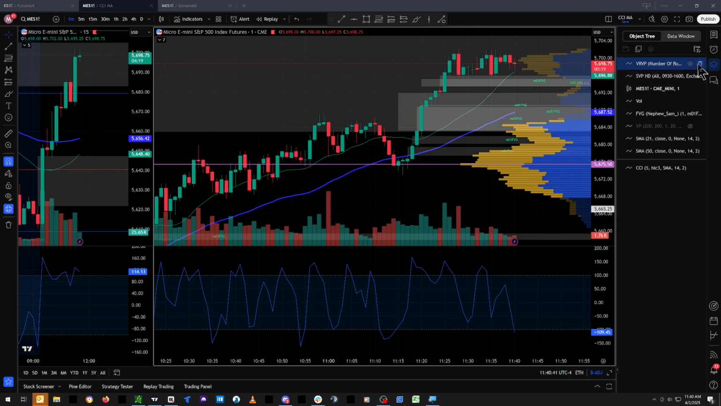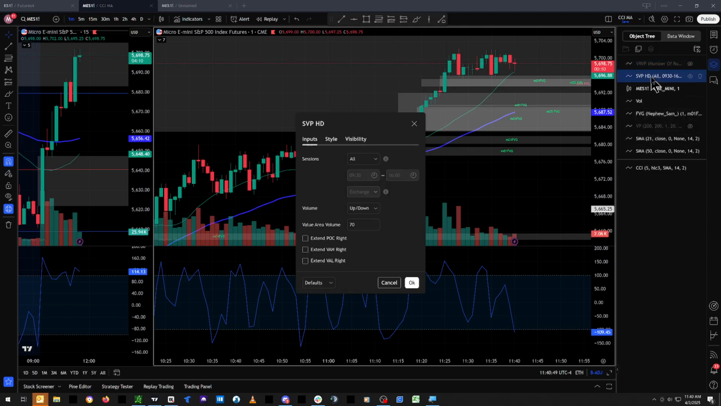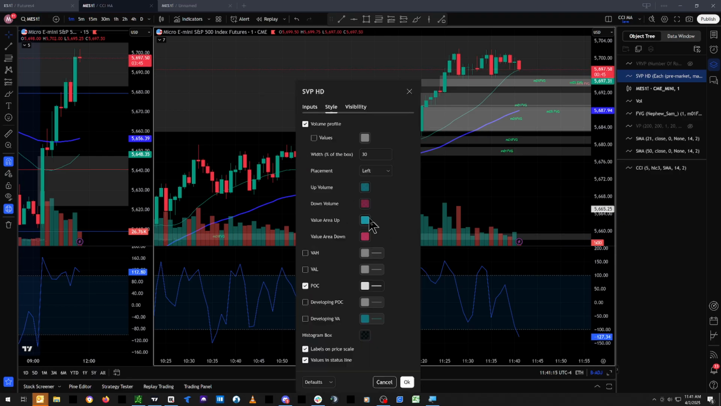So let's turn this one off. And then go look at the settings. And I turn that one off here. Extend point of contact, POC, to the right. Sessions. So what you can do is you can load this multiple times. Set one for, well, they've got it right here for the three markets. And then under style, can you set by market?